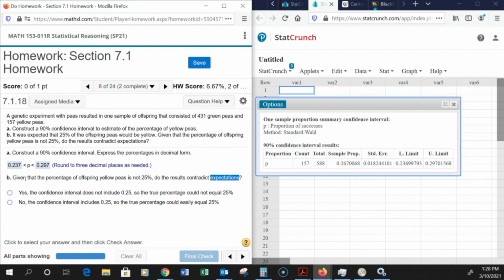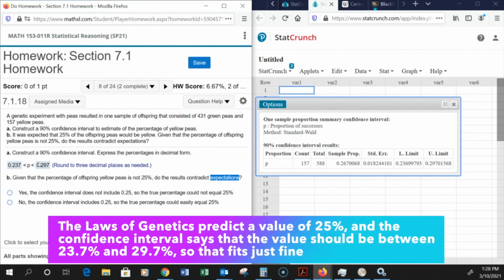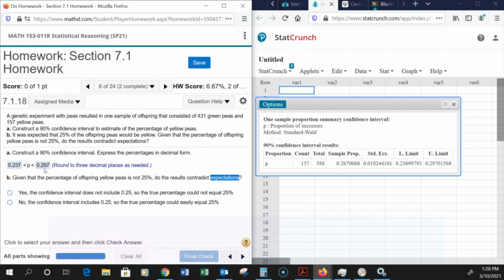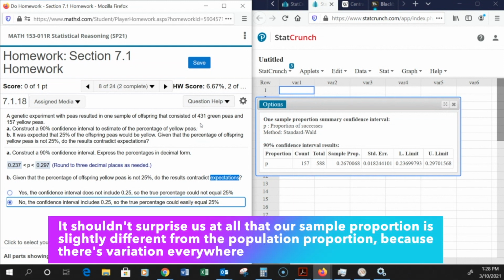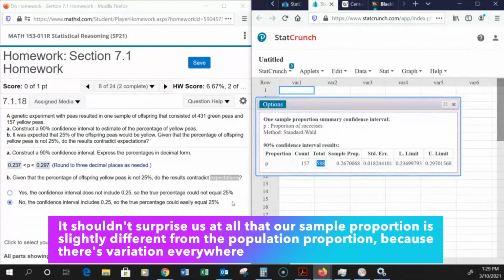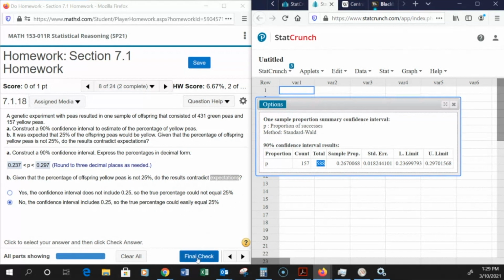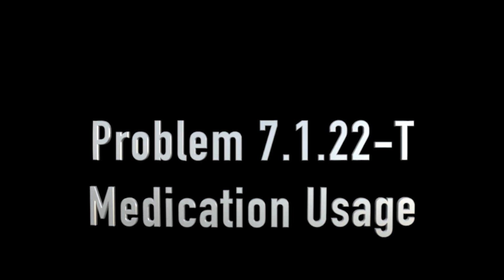And the answer is, well, look, we're expecting 25%. We know the true value is between 23 and 29. Yeah, 25's in there. So sure. What's the true proportion? Could be 25. Well, why didn't you get 25? Because I didn't do every pea plant in the world. I only did 588 pea plants. There's a variation among samples, but that's the idea there. We're not surprised by this.